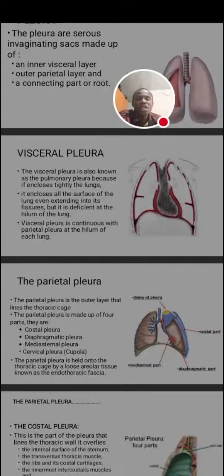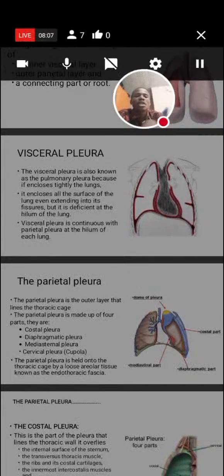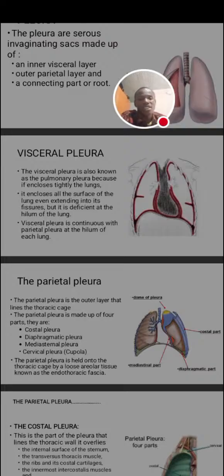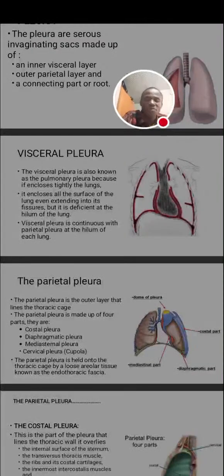That one is held by thoracic fascia. What kind of thoracic fascia? Endothoracic fascia. Okay. Now, the exothoracic fascia is called what? The exothoracic fascia is the superficial fascia, the deep fascia, which you find between the skin and the muscle.